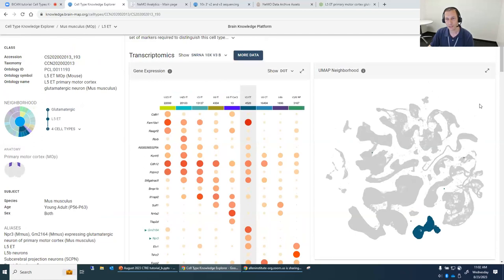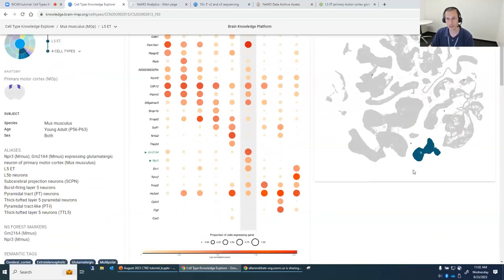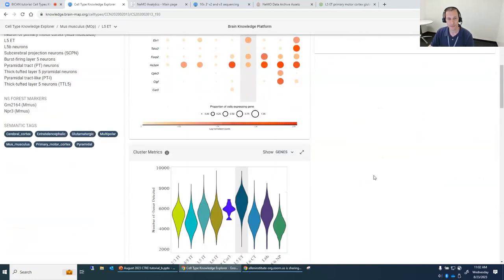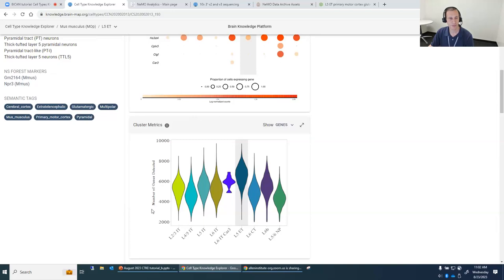On the right, you can see a UMAP, which shows in a low dimensional representation where these layer 5 ET neurons are with respect to all of the other neurons that were collected from transcriptomics. As expected, pretty much all of them grouped together. That's by definition. And then down here, you have a way of viewing some cluster metrics for genes or UMI, which is basically the number of reads that were detected. You can see that layer 5 ET neurons actually have more genes than any of the other glutamatergic neurons. So this is one distinguishing feature of this type from other cell types.